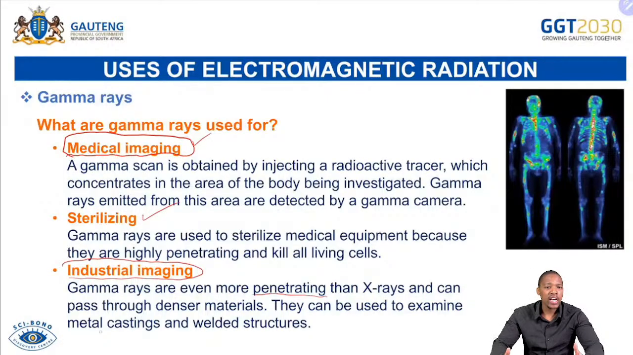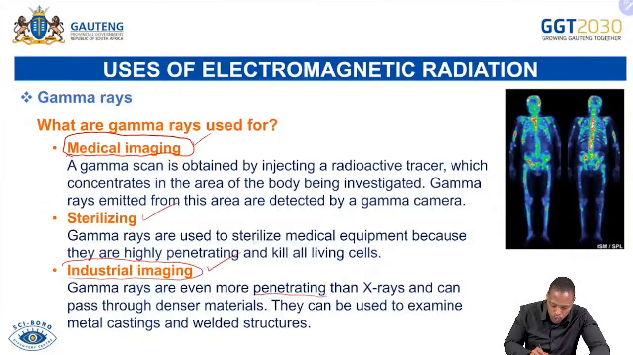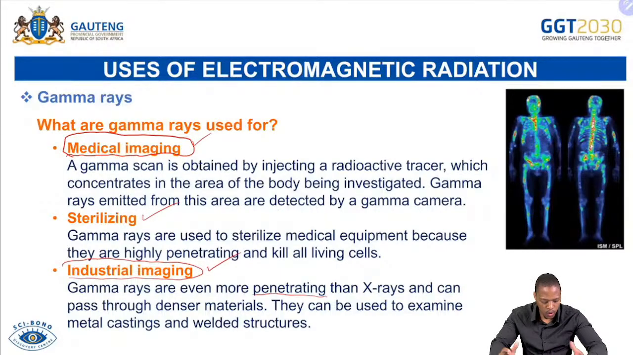So that is our use there, grade 12, as we are people in technology. We are people in industry, so we are talking about welding there. We check welded structures. We check metal castings there. We can use industrial imaging, which uses gamma rays. So those are the uses of electromagnetic waves, grade 12, that we want to be familiar with.